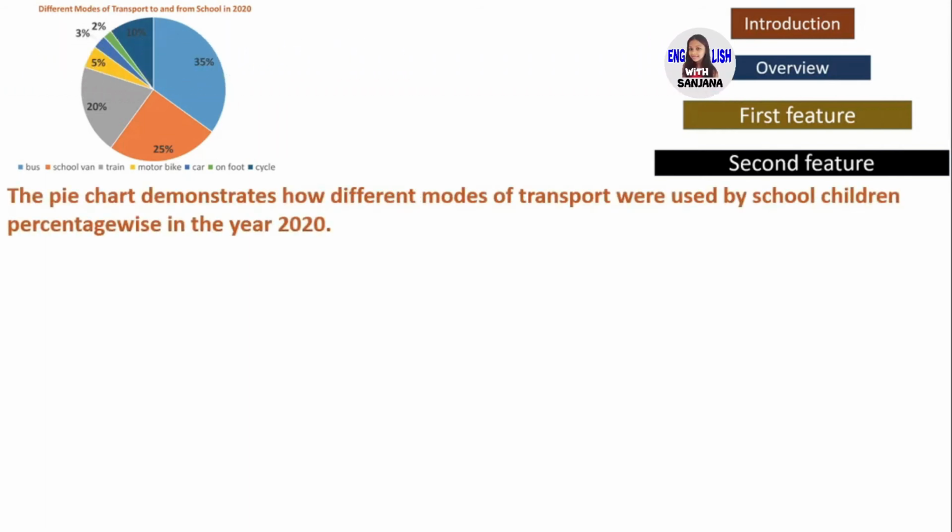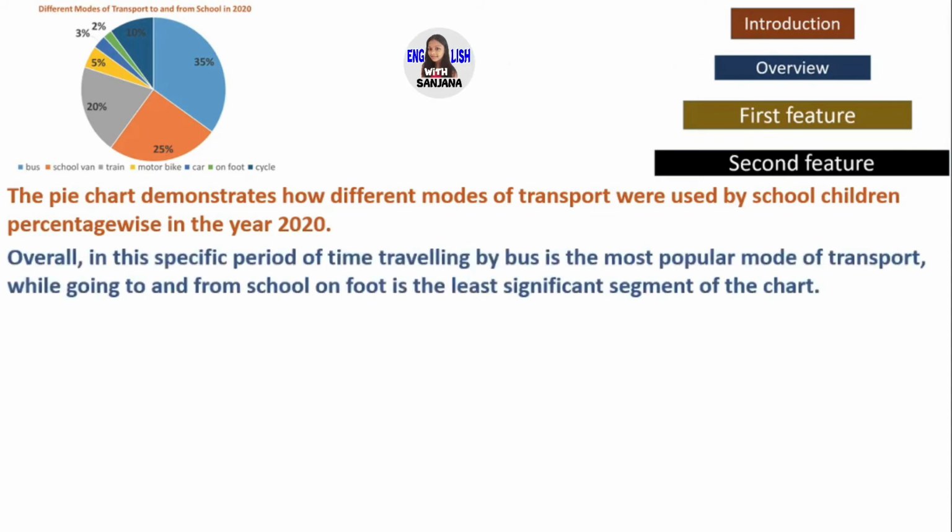Introduction. The pie chart demonstrates how different modes of transport were used by school children percentage-wise in the year 2020. Overview. Overall, in this specific period of time, traveling by bus is the most popular mode of transport, while going to and from school on foot is the least significant segment of the chart.